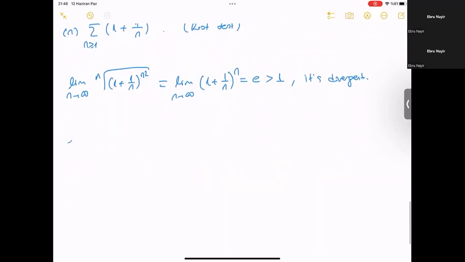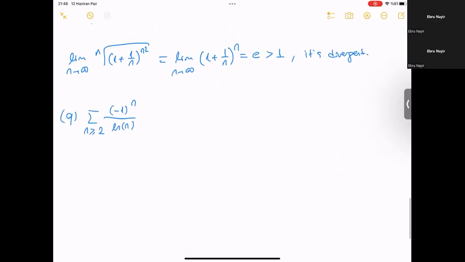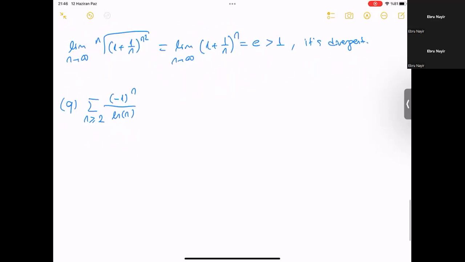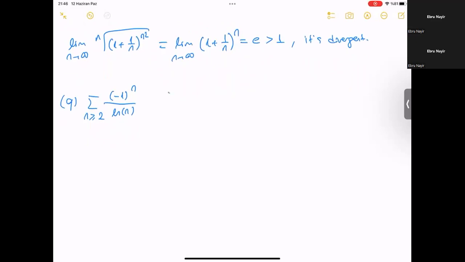Now the last part, we're solving from this question. We have minus 1 to the n over ln of n. Right, we will use the alternating series test here. Let me check that. Alternating series test.